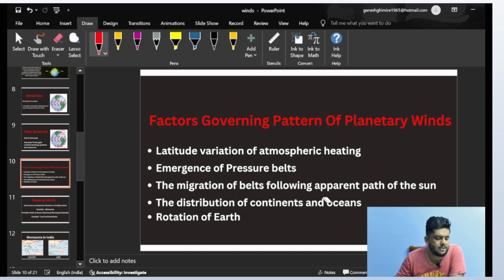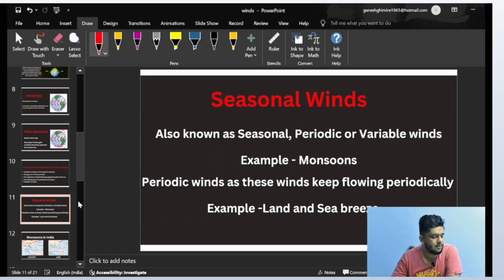Next is the distribution of continents and ocean. We even discussed this when we were discussing westerlies, right? The westerlies are much more fierce in which hemisphere? It is much more fierce in the southern hemisphere, right? And also the rotation of the earth. Because of the rotation of the earth, what happens? Coriolis force.